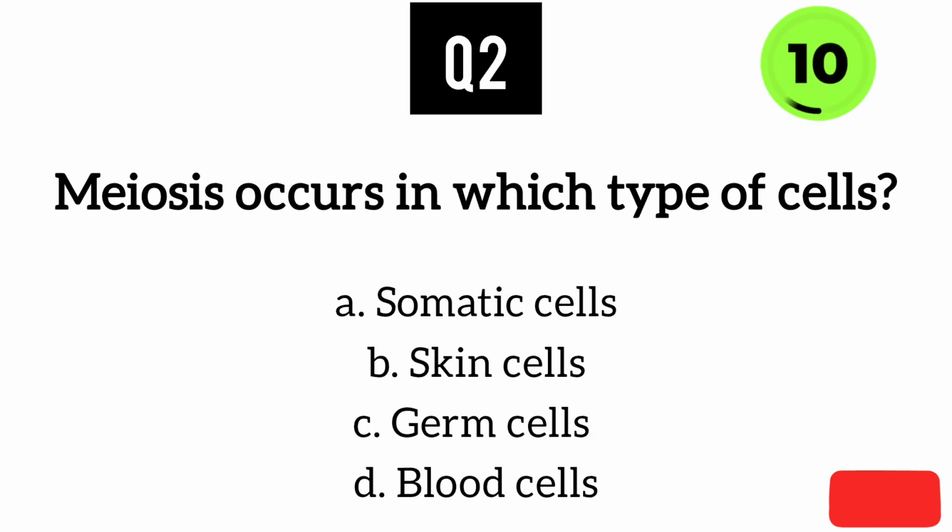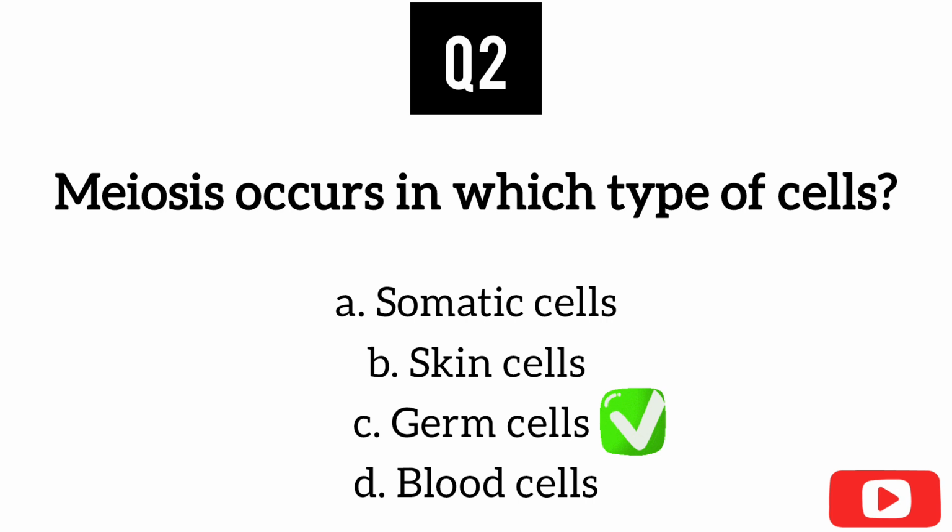Question 2. Meiosis occurs in which type of cells? A. Somatic cells. B. Skin cells. C. Germ cells. D. Blood cells. So the correct answer is germ cells. Meiosis occurs in germ cells to form gametes, sperm and egg, by reducing chromosome number by half.